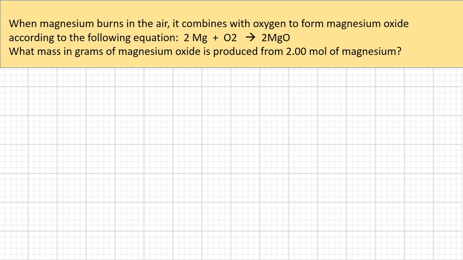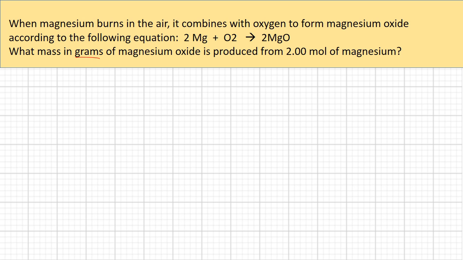Next question says, when magnesium burns in the air, it combines with oxygen to form magnesium oxide according to the following equation, which is 2Mg plus O2, which yields 2 MgO. What mass in grams of magnesium oxide is produced from 2 moles, which is actually 2.00 moles of magnesium? Now, once again, we're looking for something a little bit different here. Now our result, what we're looking for, is going to be in grams.